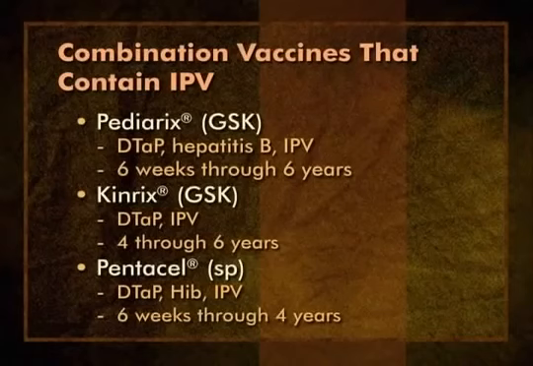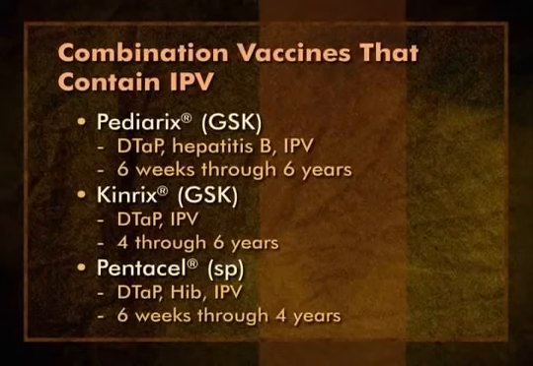There are 3 combination vaccines that contain inactivated polio vaccine. Pediarix is produced by GlaxoSmithKline and contains DTaP, hepatitis B, and IPV vaccines. It is licensed for the first 3 doses of the DTaP series among children 6 weeks through 6 years of age. Kinrix is also produced by GSK and contains DTaP and IPV.